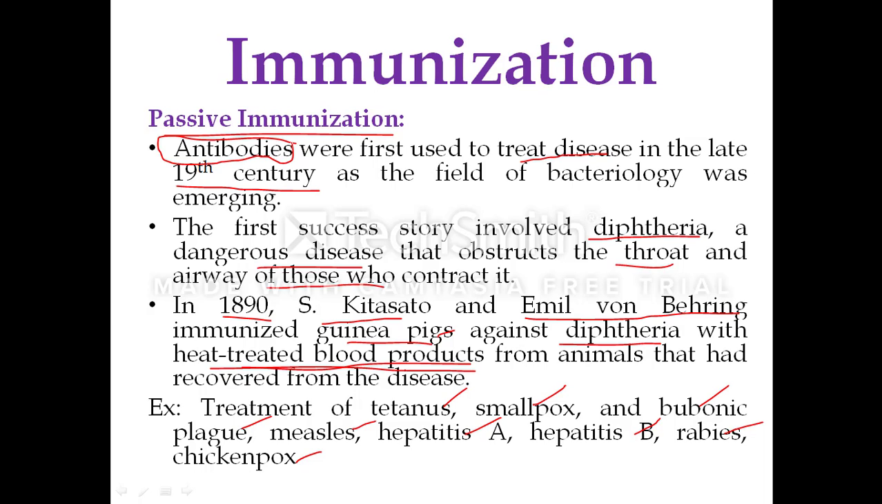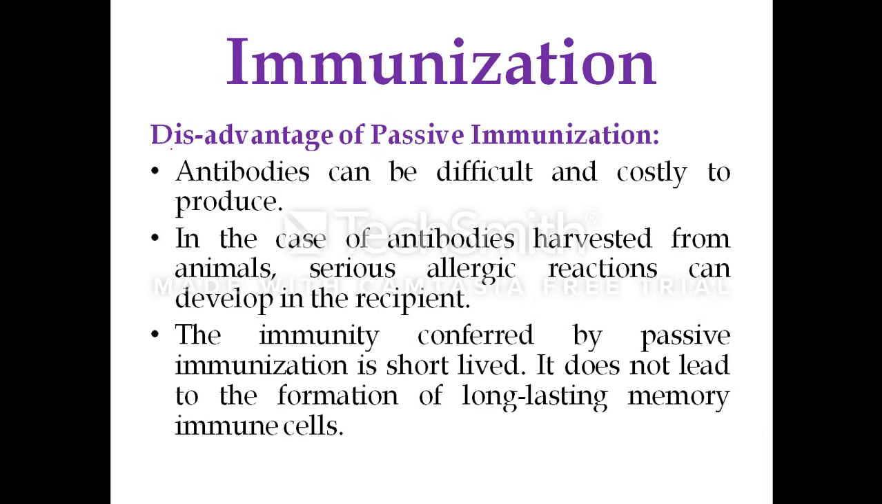Passive immunization has many disadvantages. Antibodies can be difficult and costly to produce. We all know this method of immunization involves the transfer of antibodies, so you have to raise the antibody against the heat-killed pathogen or the toxins. So isolation and production of the antibodies in the organism is very difficult.